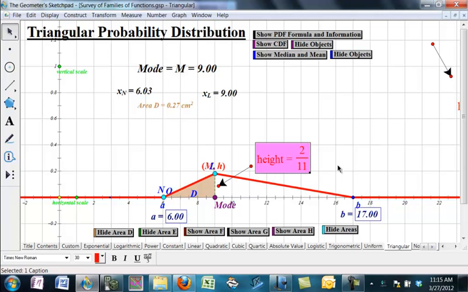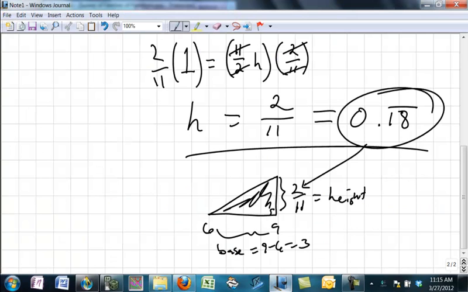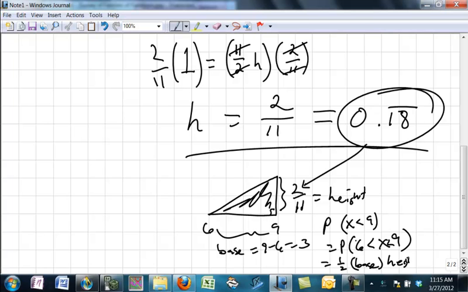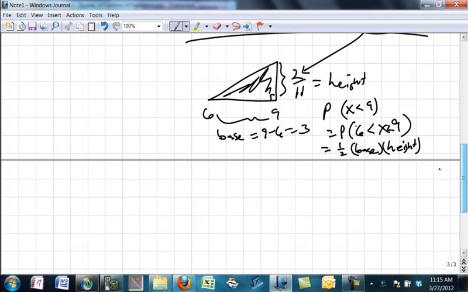Now we figured out that height is 2 elevenths. And now the base is 3. So what's the area? That area is the probability that x is less than 9, which is the probability that x is between 6 and 9. And that is 1/2 base times height. So we're just doing the area of a triangle, a right triangle in fact. And so the base we found was 3, and the height was 2 elevenths. Let's see, the 2's cancel here, and so we get 3 elevenths.